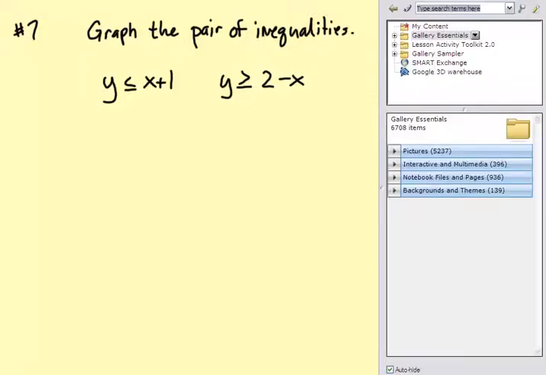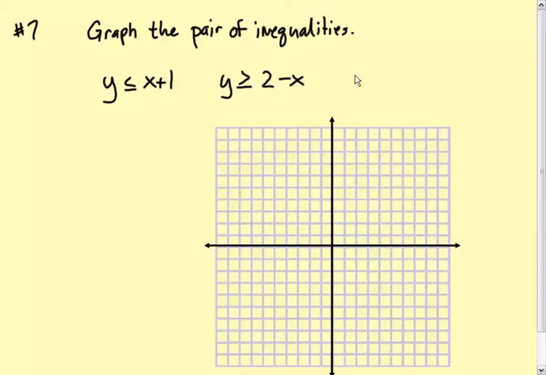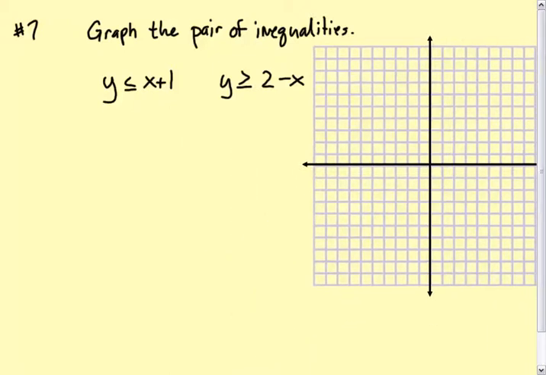Now, to do this, I'm going to want that out here, okay? We always want it in y equals mx plus b form to graph the boundary line. This is going to be my red line, and this is going to be my blue line, okay? Now, this one is already in y equals mx plus b. I'm just going to rewrite it: y is less than or equal to 1 over 1x plus 1, okay?